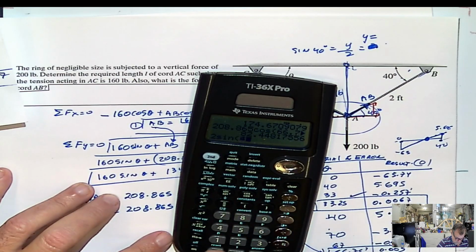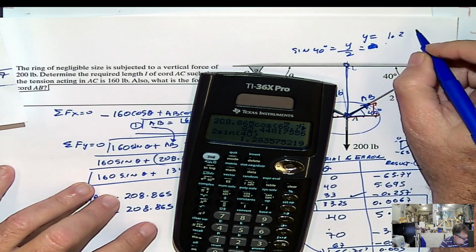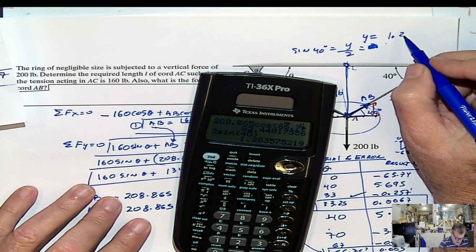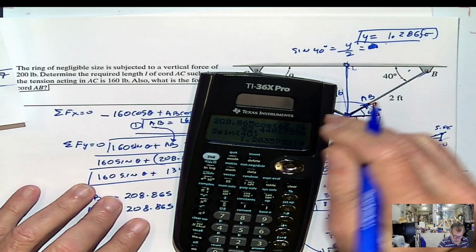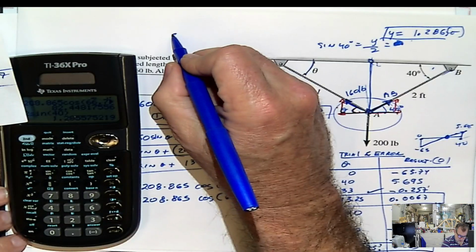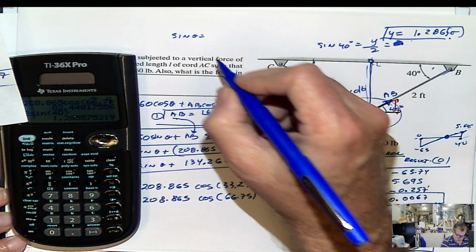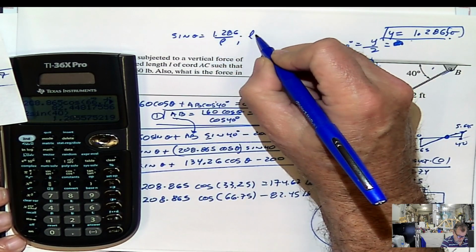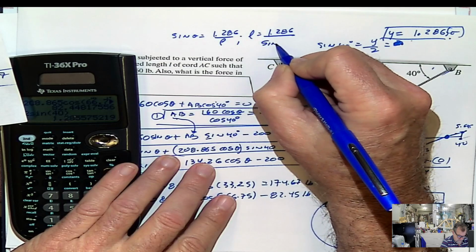2 times sine 40 is 1.286 feet. And now if I know this angle theta here, I can say also that sine theta will be that height divided by L, 1.286 divided by L, or L is going to be equal to 1.286 divided by sine theta.